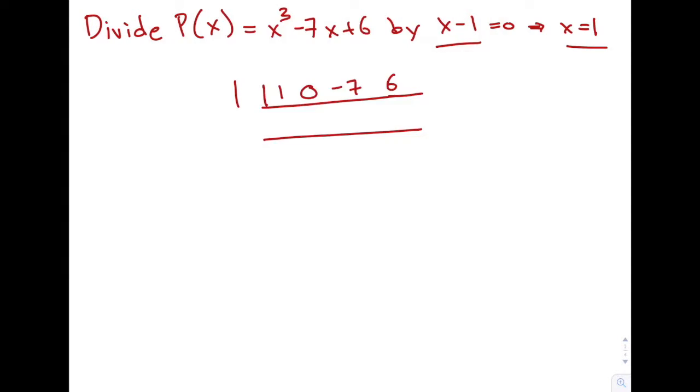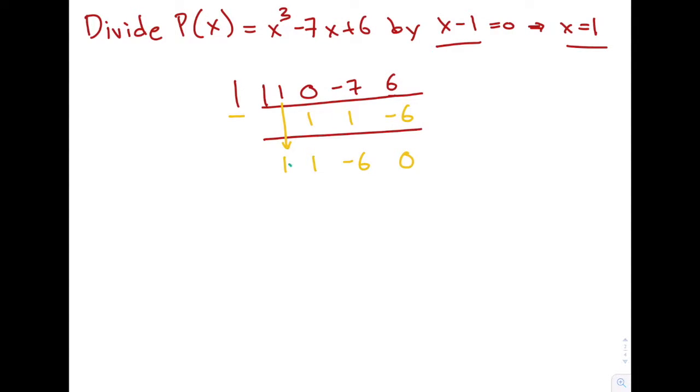So here's the process. The first thing we do is we take the first coefficient and drop it down. So we have 1 here. We take our divisor and multiply it by the first number in the bottom row. So we have 1 times 1, and then we place that in the middle row. Then we do 0 plus 1, which leaves us with 1. Again, we take our divisor, 1 times 1, and put it in our second row beneath negative 7. We add negative 7 and 1, so we have negative 6. Then we do 1 times negative 6, the divisor times the next coefficient in the bottom row, so we have negative 6. And then we add 6 to negative 6, leaving us with 0.